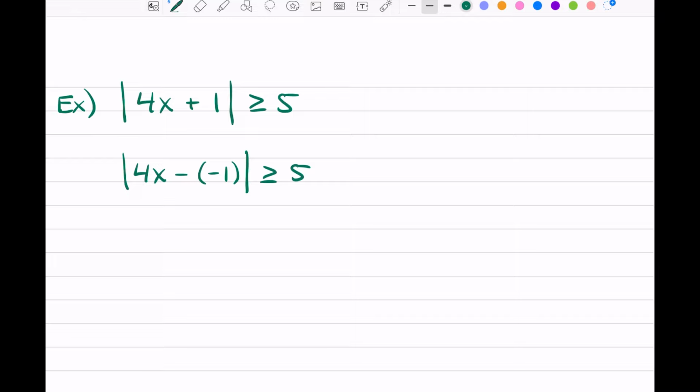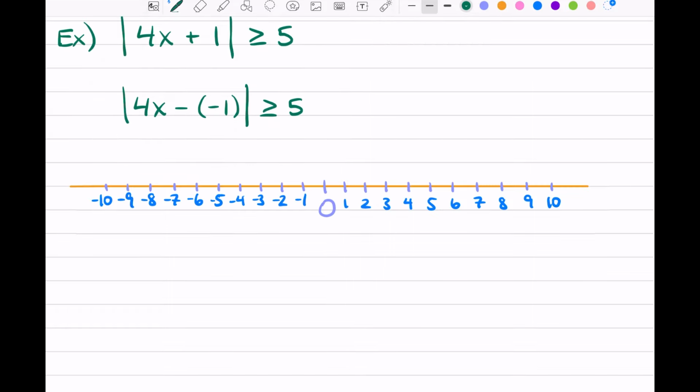All right, now we can say that the distance from 4x to negative 1 is greater than or equal to 5. So just by rewriting our clue in the proper form, we made it really straightforward. So let's bring out our number line. Negative 1, we can find that easily. And the distance from 4x to that point is greater than or equal to 5.